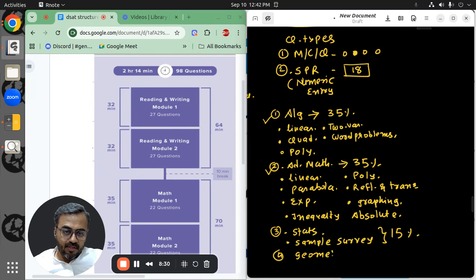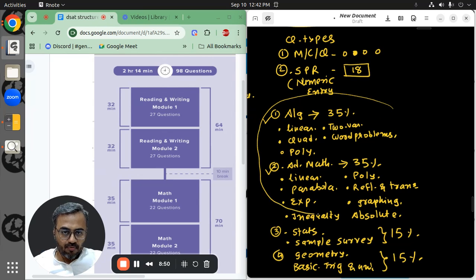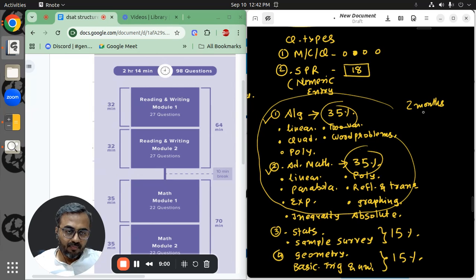Geometry, which is plane geometry, 3D figures, coordinate geometry, basic trigonometry, and unit circle, is just 15% weightage. Your math score is largely depending on these 35%, 70% weightage. And at EC in 2 months syllabus, we will spend most of the time in algebra and advanced math.